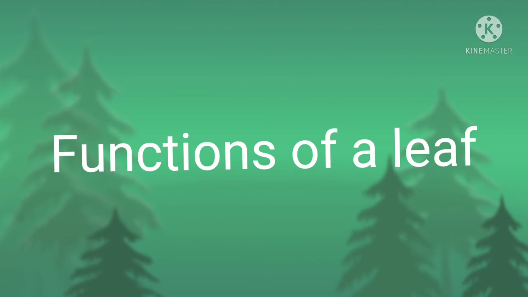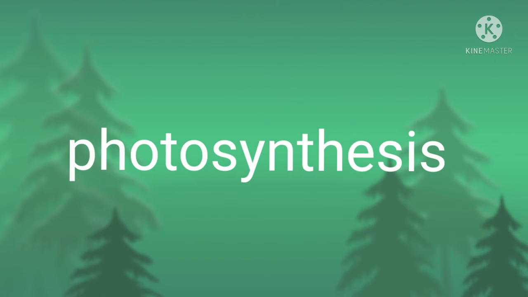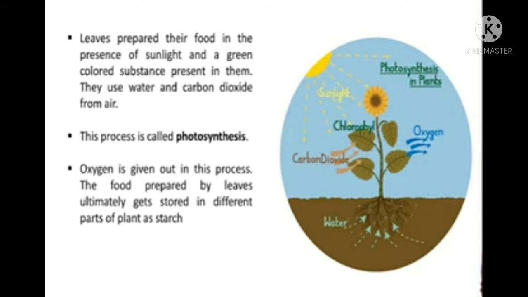Functions of a leaf. Generally, the leaf performs two main functions: photosynthesis and transpiration. Photosynthesis is the most important function of a leaf. They use carbon dioxide and water. This process is called photosynthesis. In the process of photosynthesis, oxygen is given out. The food prepared by leaves ultimately gets stored in different parts of plants in the form of starch.